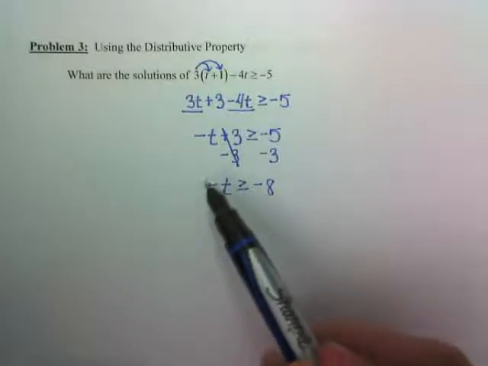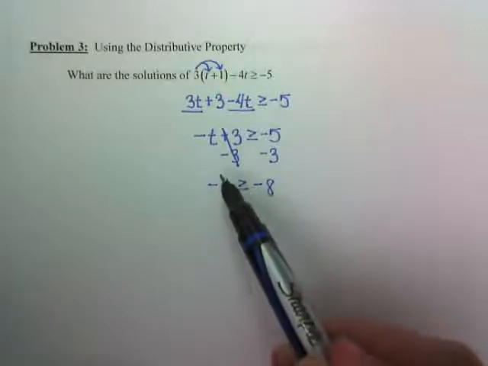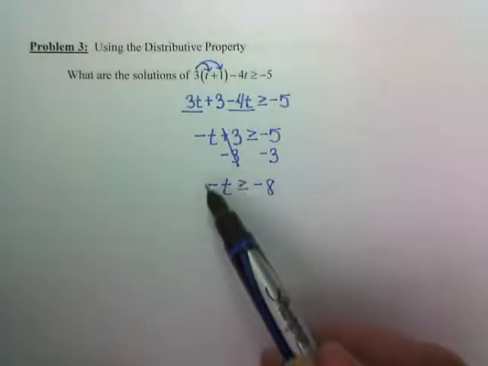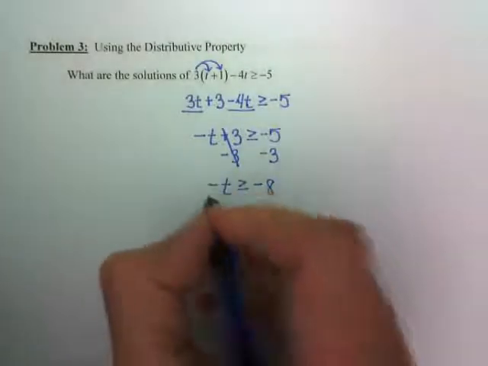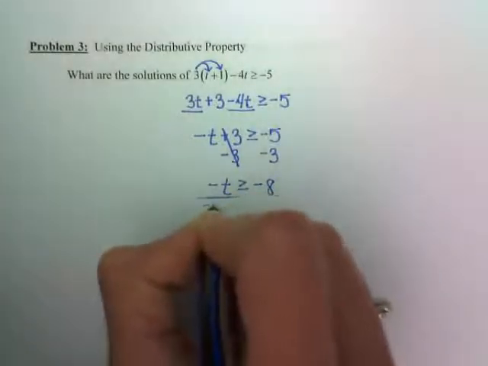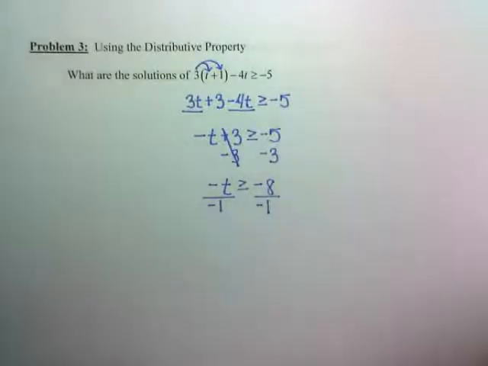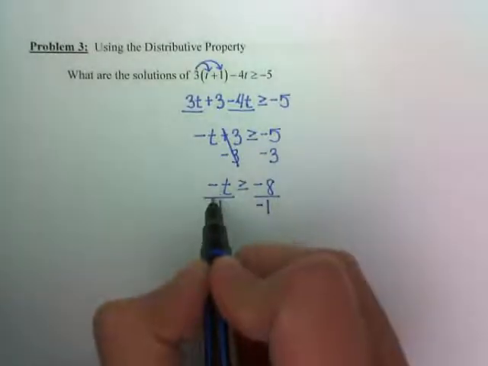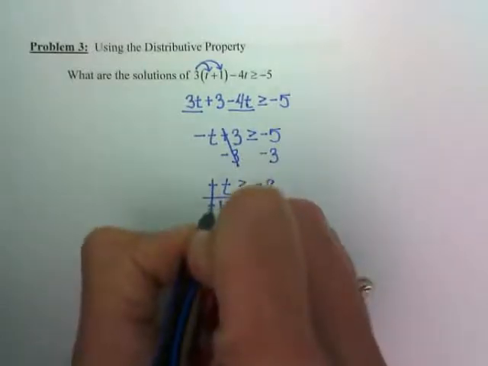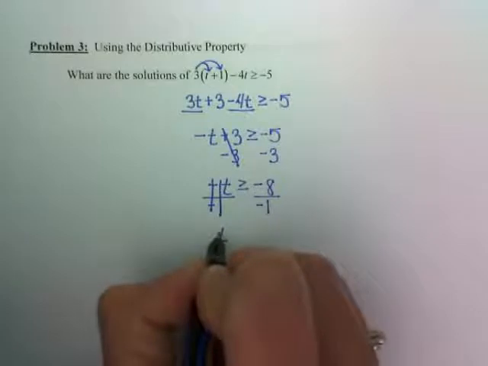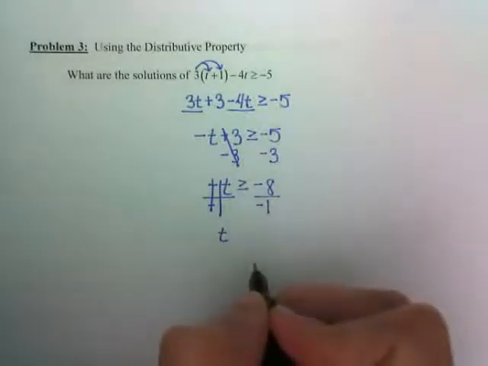But now we have a negative 1 more specifically. And it's attached to this t by multiplication. So the inverse of multiplying by negative 1 would be to divide by negative 1. Now what I do to one side, I must do to the other. Now, a negative divided by a negative is going to give me a positive. 1 divided by 1 is 1. 1t. That's what I need, a positive 1t.